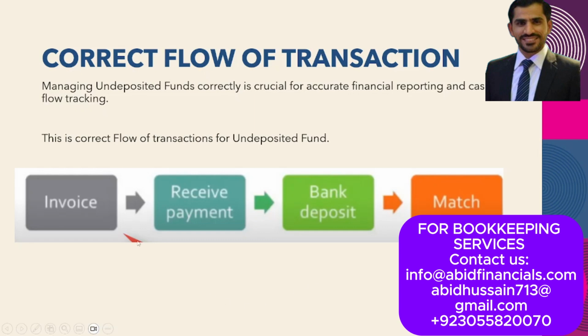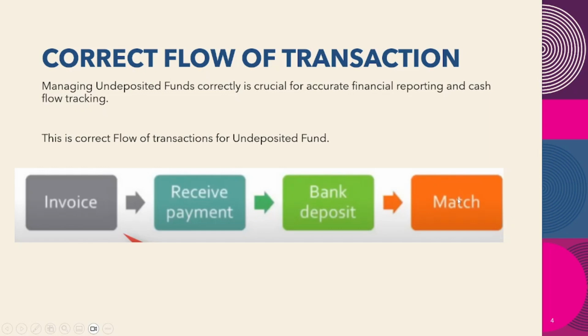First of all, we create the invoice, and then we create the receive payment when we receive the check. And at the day end, we deposit all these checks in one bank deposit. And when it appears in our bank feeds, we match it to the relevant transactions. So this is the correct flow of the transactions.